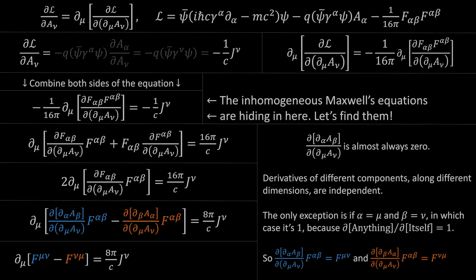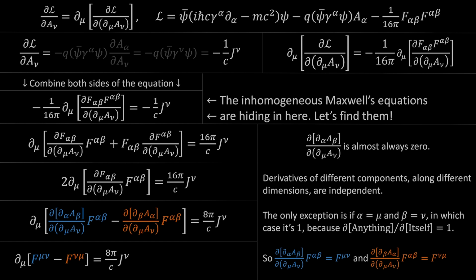And the only way that's not the case is if you're taking the partial derivative of a partial derivative with respect to the other partial derivative that is in fact itself. I don't know if that makes sense. Anything you take the partial derivative with respect to itself is 1. And so what that means is that there are a few cases where this partial derivative is 1, and that is when alpha equals mu and beta equals nu. Because then on both sides of this partial derivative, it's the same thing. It's the derivative of a thing with respect to itself.